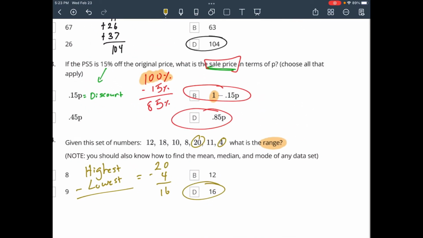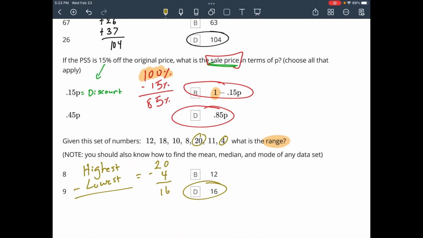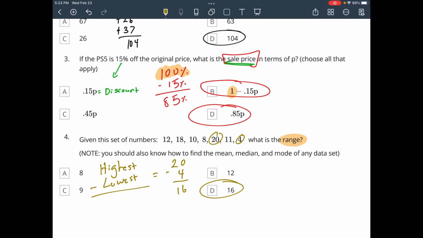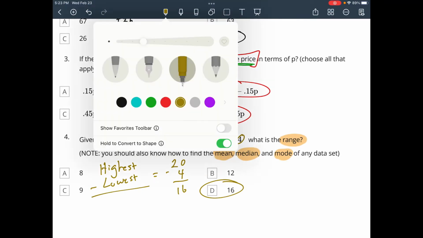And then I have a note here that says, note, you should know how to find the mean, the median, and the mode. If you don't, ask me in class, right? Mean is how you find the average. You add them all up and you divide by how many there are. The median, that's the middle number. So when you put them in order from smallest to biggest, it'd be the middle number. And the mode is the number that comes out the most.